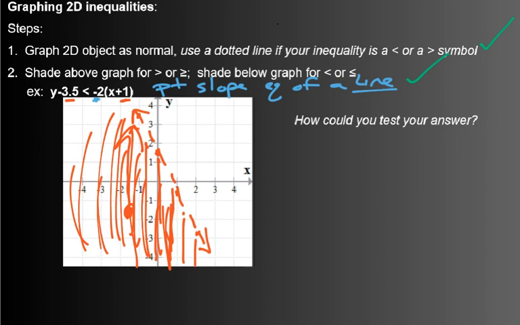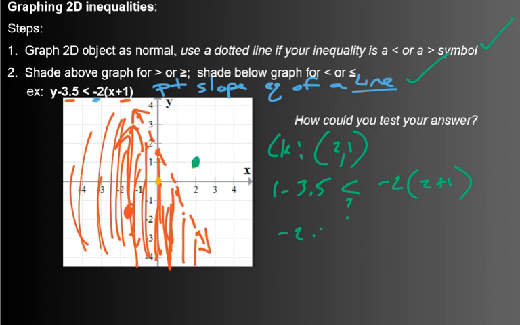So if you want to check, I would just pick an easy point, like you could pick 0, 0 here. It's a pretty easy one, but we could even pick 2, 1. Maybe I'll do that in a different color. You can check as many times as you want, but the idea is, if I check 2, 1, I don't want 2, 1 to work, right? So I plug in 1 minus 3.5, and I check to see, is that less than negative 2 times 2 plus 1? Hopefully it's not.